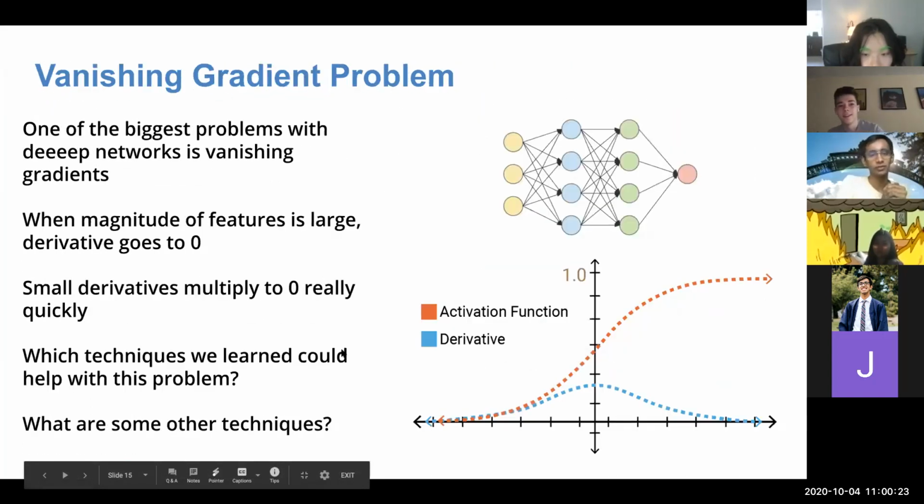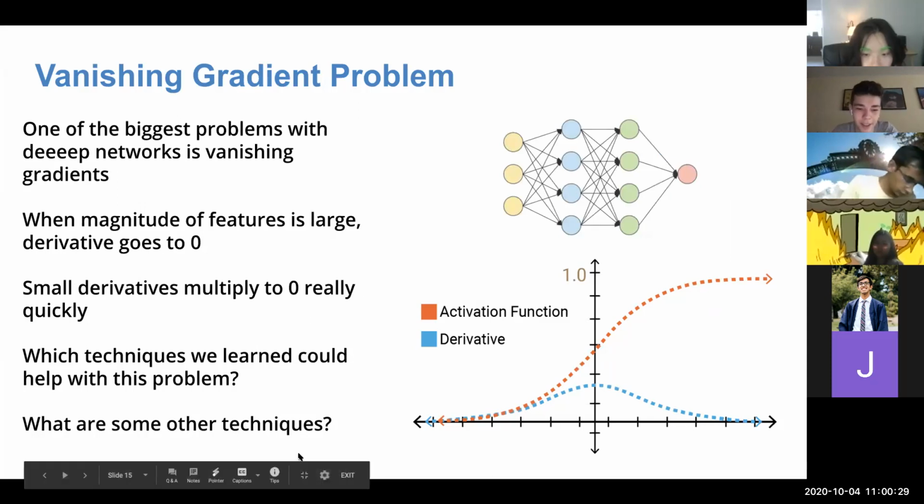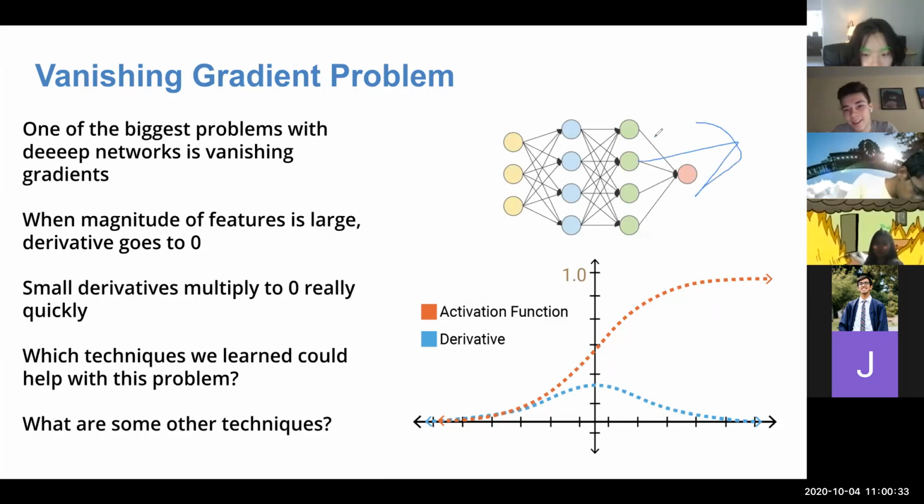Okay, and here's another problem in neural networks, the vanishing gradient problem. When you have deep networks, way deeper than this, you might have a vanishing gradient, because for any features, your derivative is going to be less than 1.